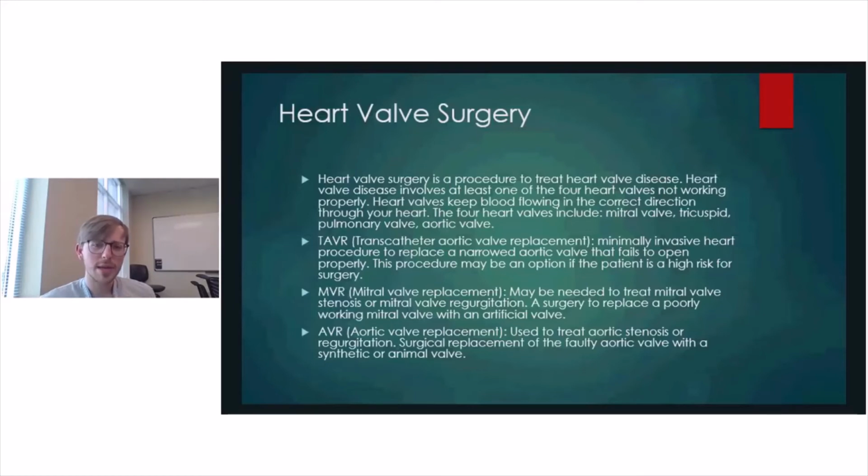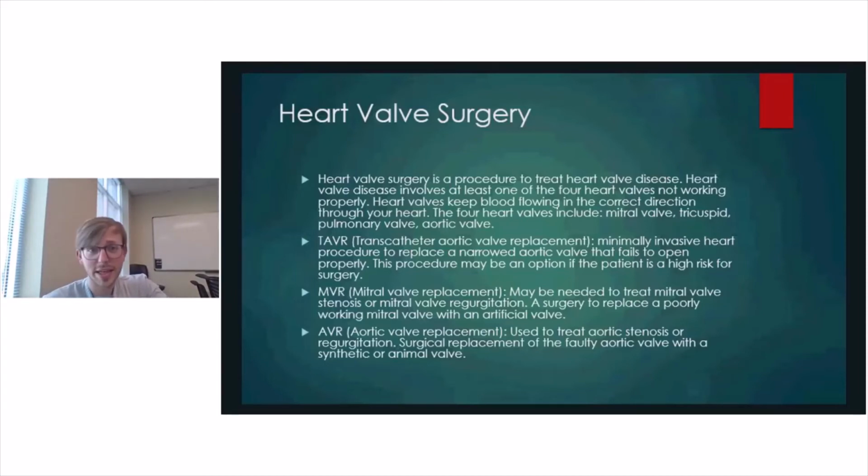And this procedure may be an option if the patient's at a high risk for surgery, so age or other comorbidities or anything that would give that patient a higher risk for surgery or for good outcomes for the surgery, and they might consider doing a TAVR procedure on that patient. And we're going to go ahead and skip mitral valve since we already just went through TAVR. So we'll go ahead and just go over aortic valve replacement.